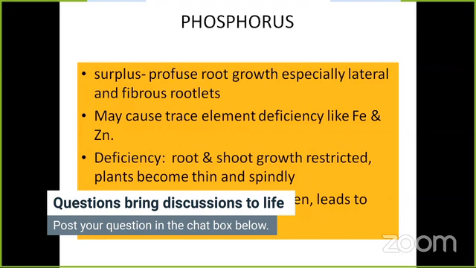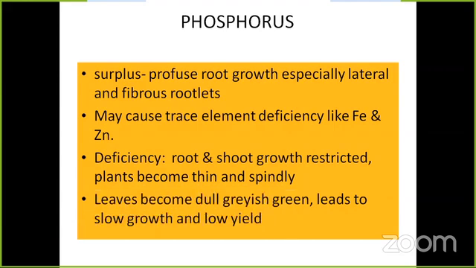Deficiency leads to root and shoot growth being restricted, and the plant will become thin and spindly. That is what we said, lodging will happen. Leaves become dull grayish green. See, when nitrogen was in good quantity, it was dark green. Here, deficiency will create, just like shortage of nitrogen, a grayish green, dull green appearance of the leaves. This leads to slow growth because chlorophyll is missing. Dull green means chlorophyll is missing. So growth is slow and yield also will be low.